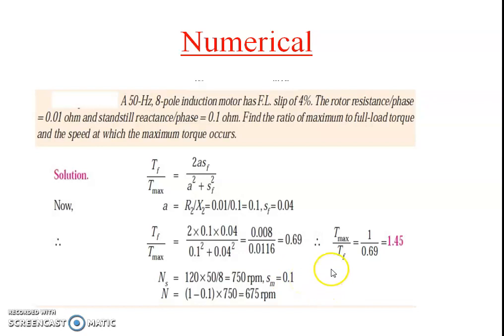So what is S? R2 divided by X2. We have already found R2 divided by X2, so this is nothing but the value of slip. So I will get 0.1. Again, by using this formula, as I have the value of synchronous speed, I can easily calculate the value of n. N equals ns into bracket 1 minus s. So I will get the answer of 675 rpm. Using this formula you can easily find the value of actual speed.